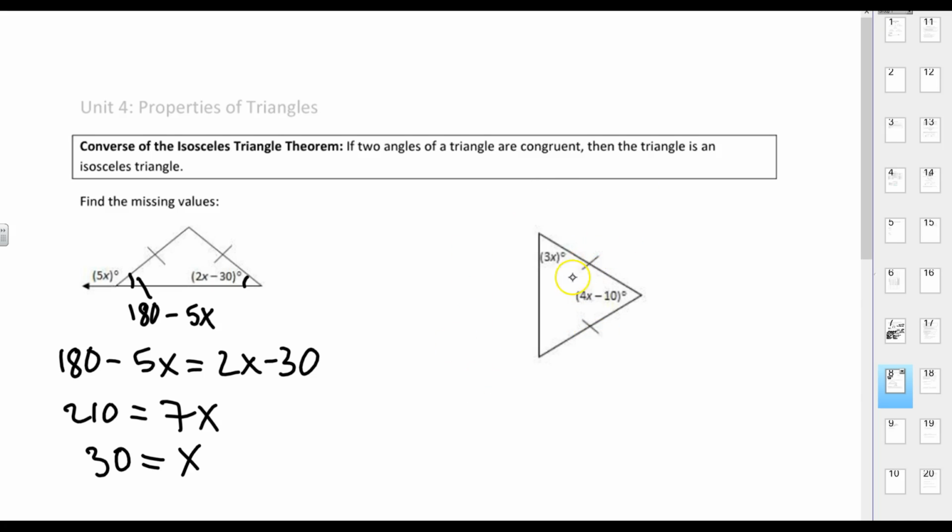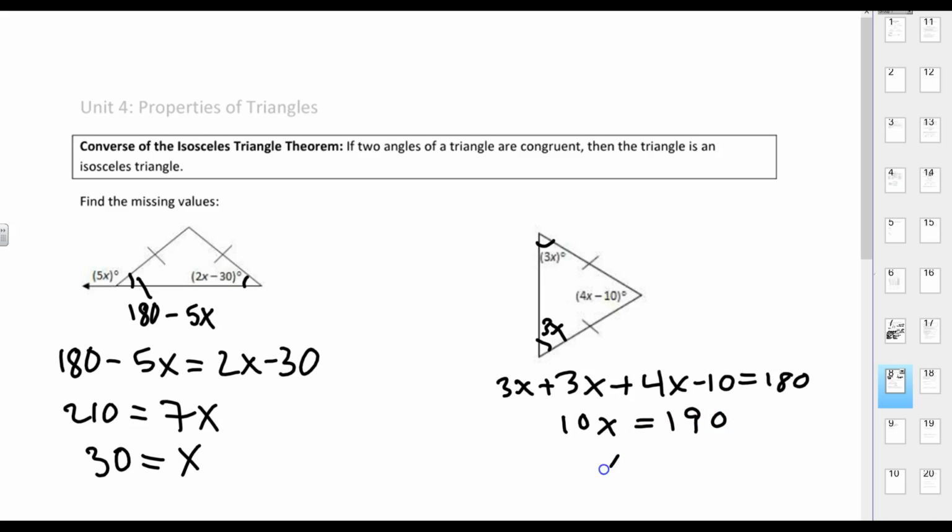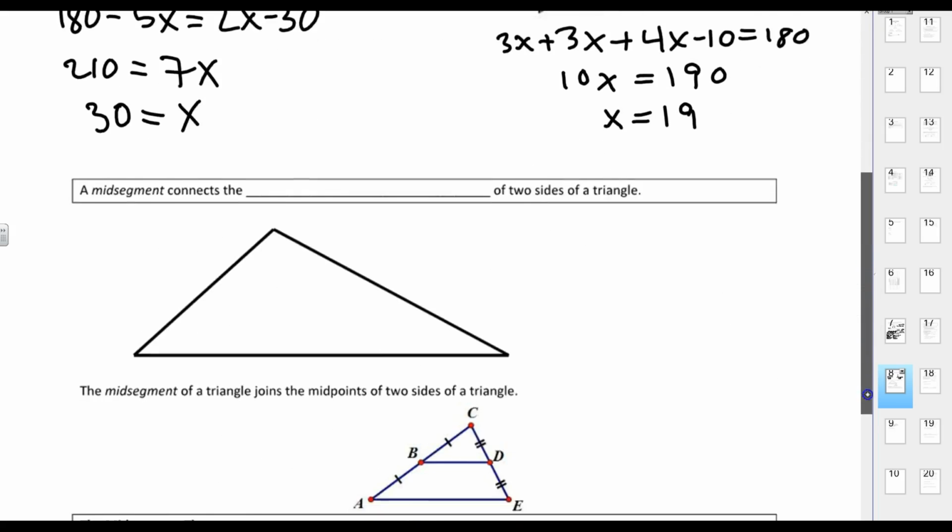If these are my congruent sides, then my base angles here are congruent. So if this is 3x, this is also 3x. And we know that all the angles in a triangle add up to 180. So I can say 3x plus 3x plus 4x minus 10 equals 180. So that becomes 10x equals 190, or x equals 19. That's all you got to do.